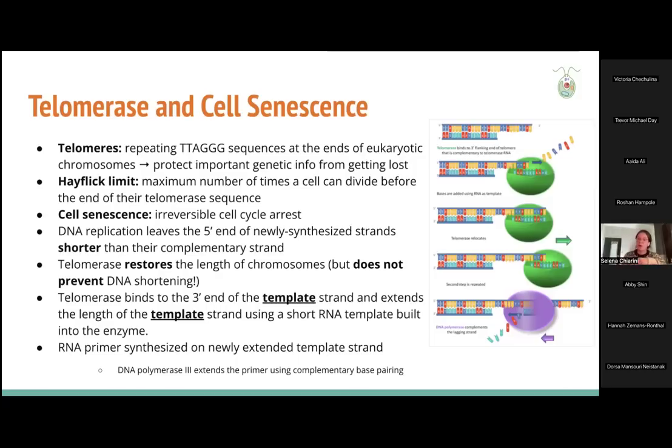So it can actually go back and add some buffer region on. Telomerase, if we had it in every single one of our cell types, could be really problematic. Even though in theory, it's like, okay, this is great. Like I could live for a billion years if I wanted to, if telomerase was just hanging around.